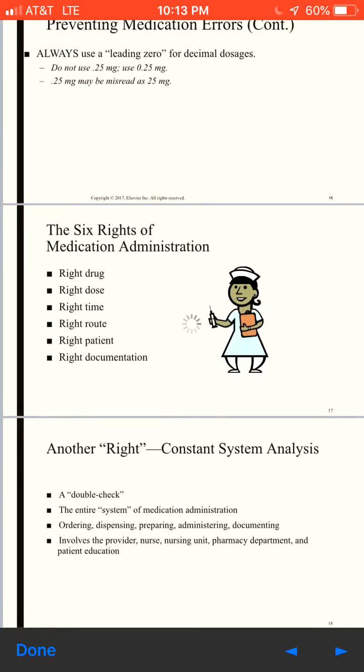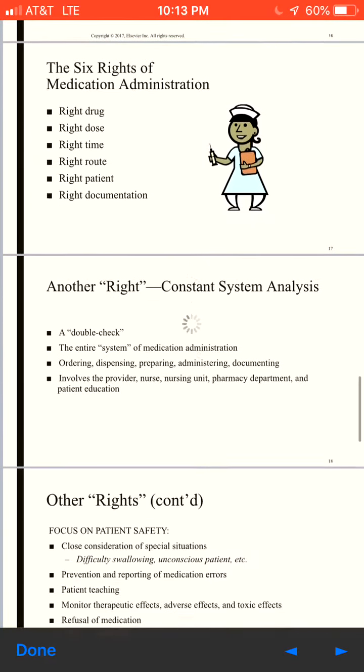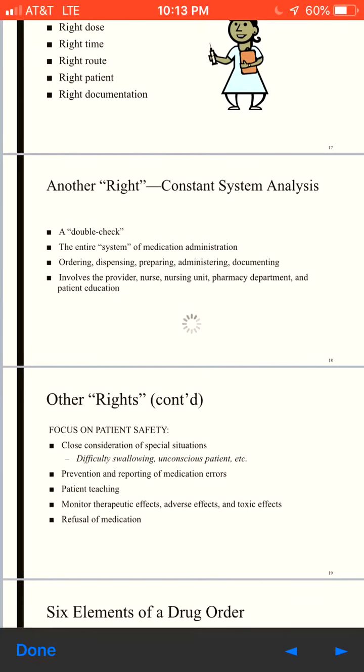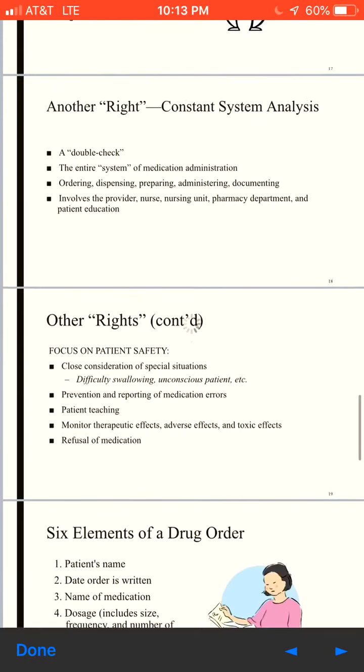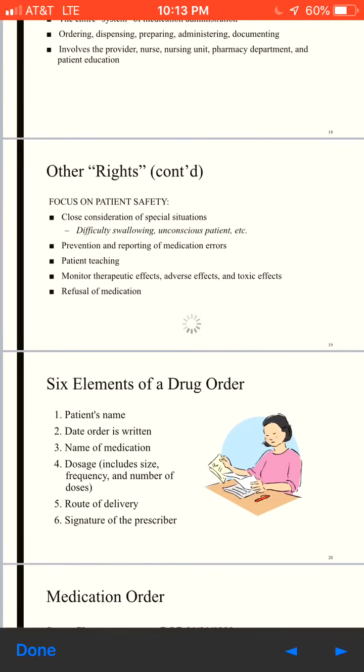The 6 rights of medication administration: the right drug, right dose, right time, right route, right patient, right documentation. So say that 10 times, say it another 10 times, and memorize that. You will need to know that information. Another right is a constant system analysis. So you always want to double check and just make sure that you have everything right before you give the medication to the patient.